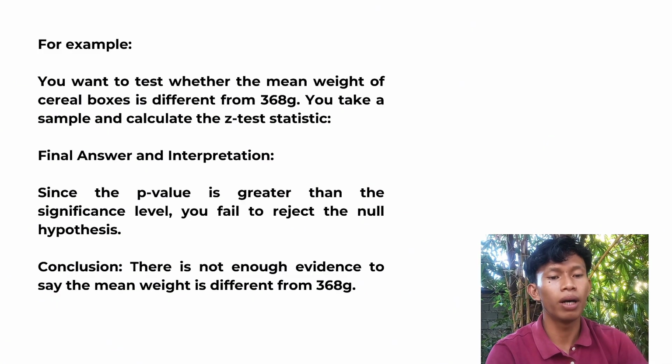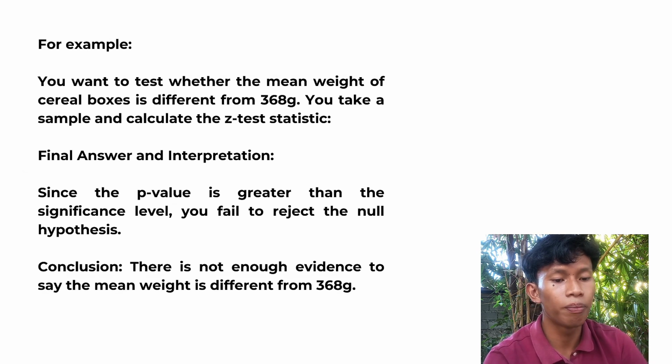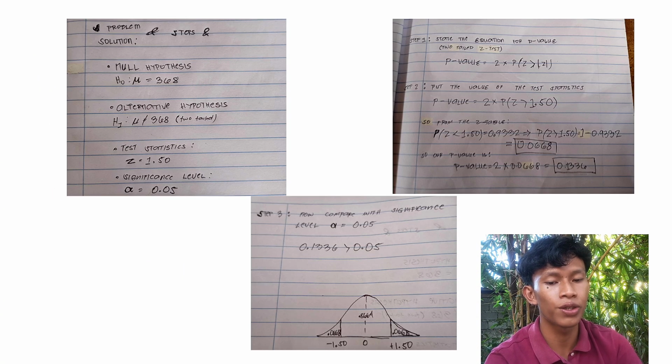Now, how about testing and rejecting a null hypothesis using the p-value? As you can see on the screen, in this example, we can apply the 5-step p-value approach. Since we are testing whether the population mean has changed, it's a two-tail test.